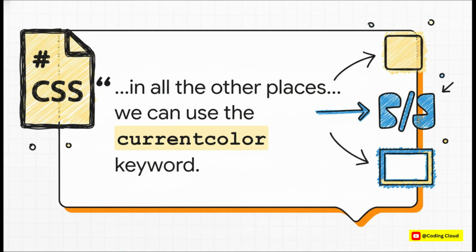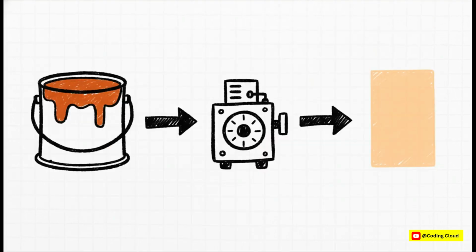It automatically inherits whatever the text color is, so now if you change that one color property, everything else updates instantly. No extra variables, no fuss. That's already a huge improvement, but we can take it even further.